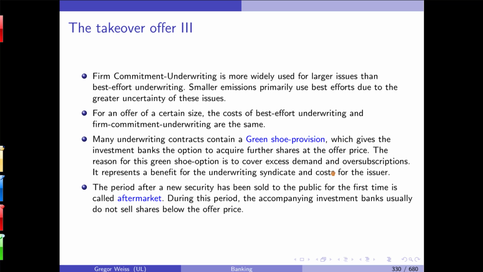Many underwriting contracts contain a so-called green shoe clause or green shoe provision. Why is it called green shoe? Green shoe was the first company in which this provision was used. So this is just why it's called green shoe provision. It gives the investment bank the option to acquire further shares at the offer price. So if the offer price is, say, 25, the stock price goes to 30, and the investment bank has a green shoe option of, say, buying another 1 million shares at 25, it can exercise this option and make 5 million profits. Why is a green shoe option included?